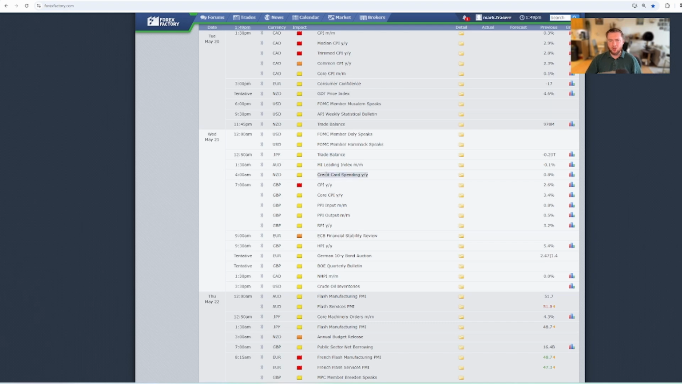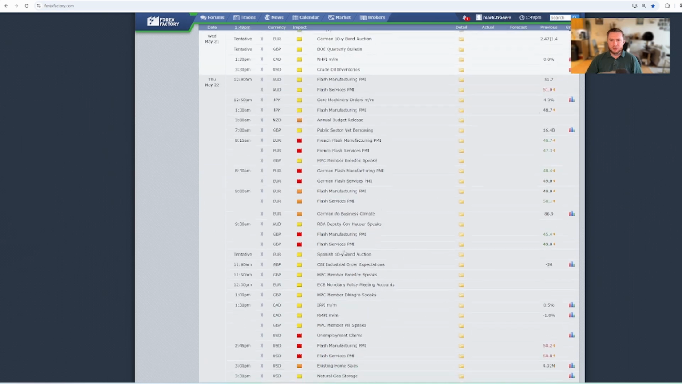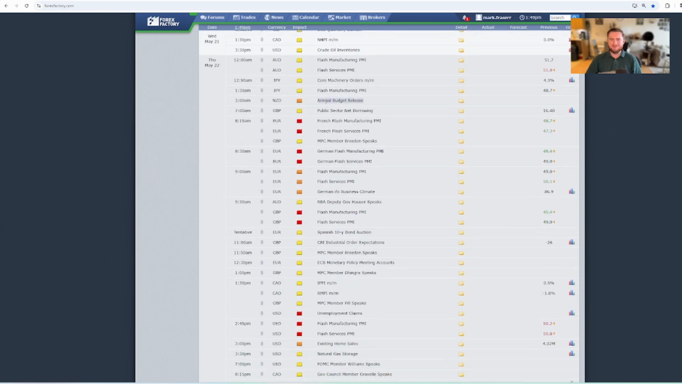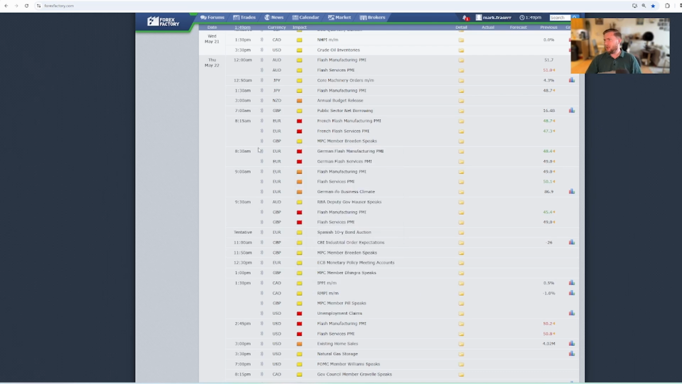Credit card spending, not going to be important. CPI will be important. PPI, obviously not as impactful as CPI, but still pretty important. HPI, probably not. Annual budget release, maybe not, unless it's something significant, like an autumn budget from the UK. When the government then needs to talk about fiscal, then that's obviously important because that can impact growth, then inflation, then policy.